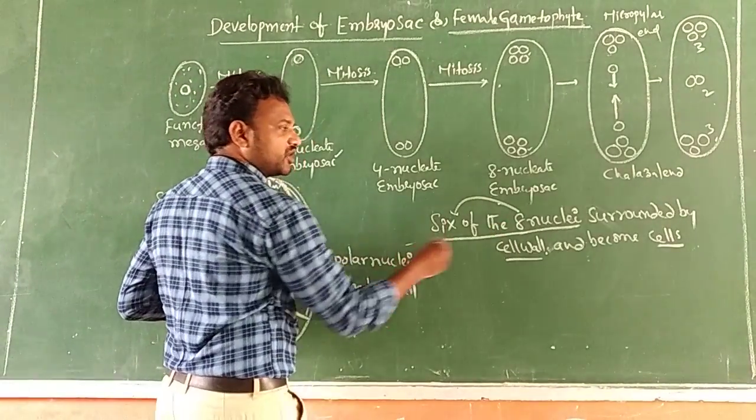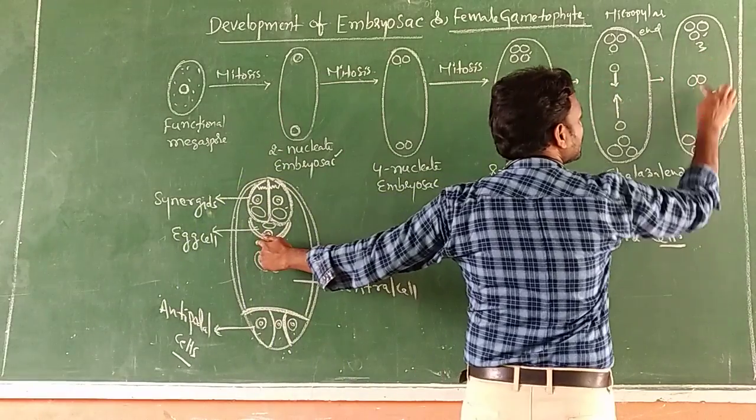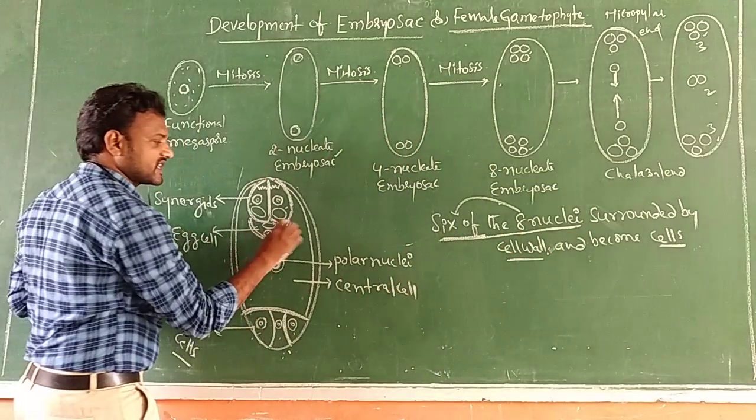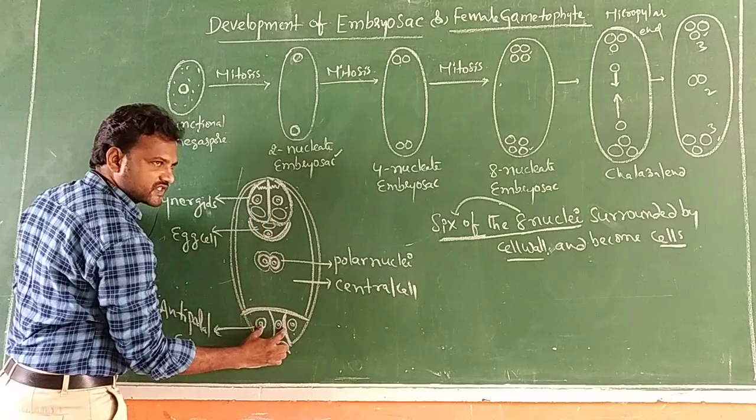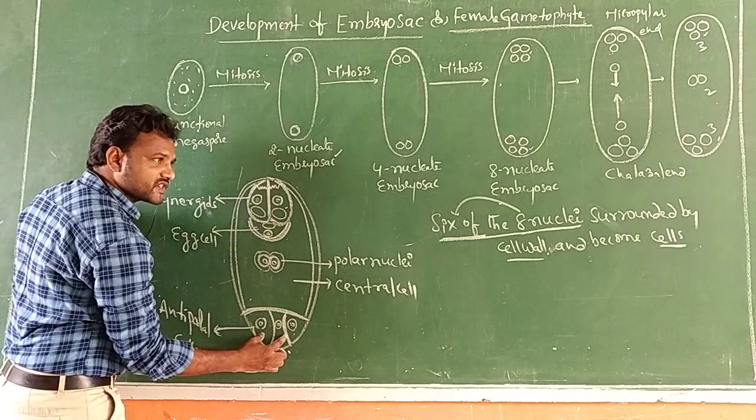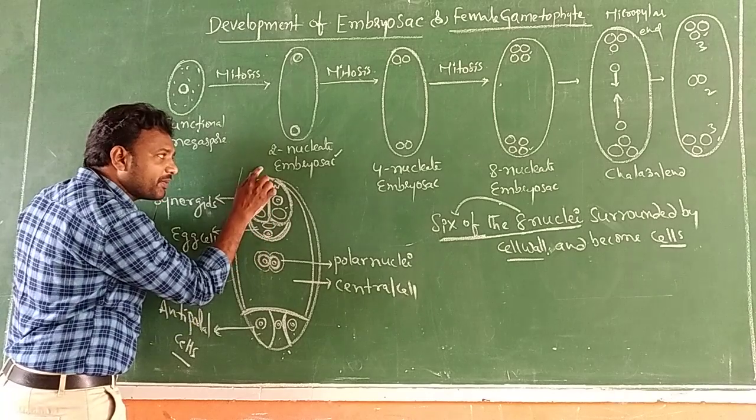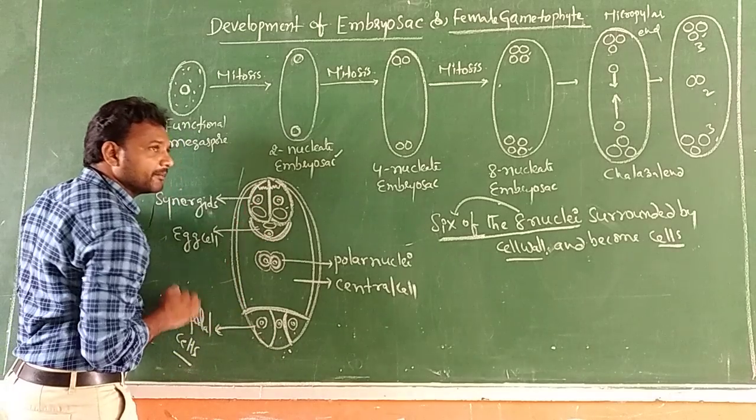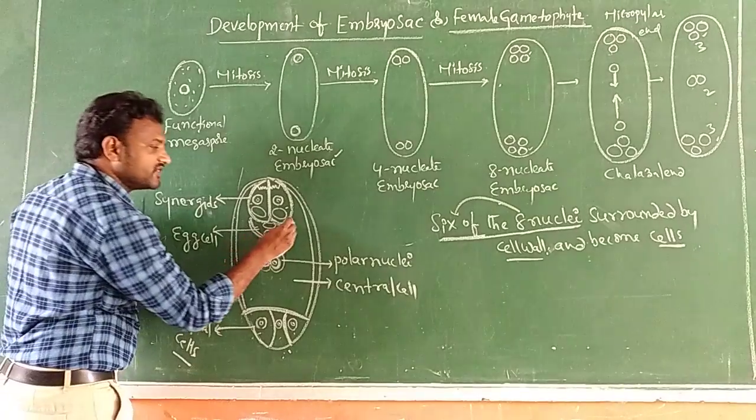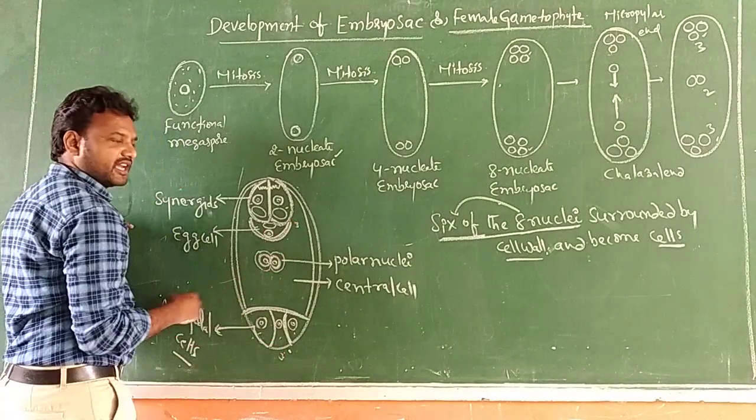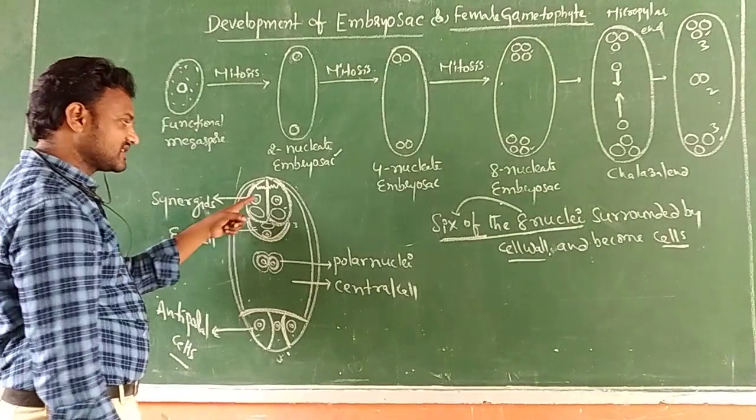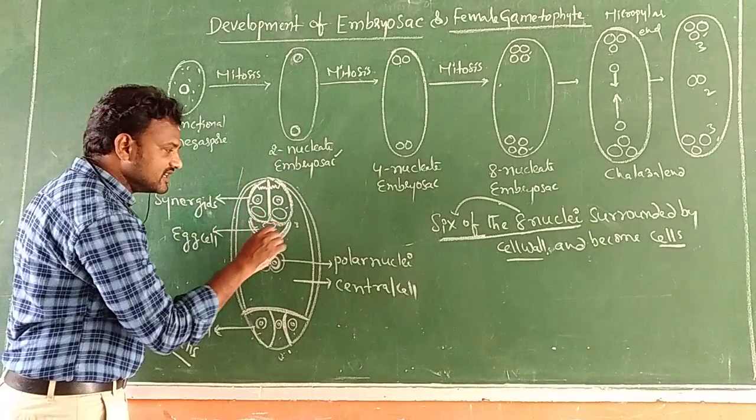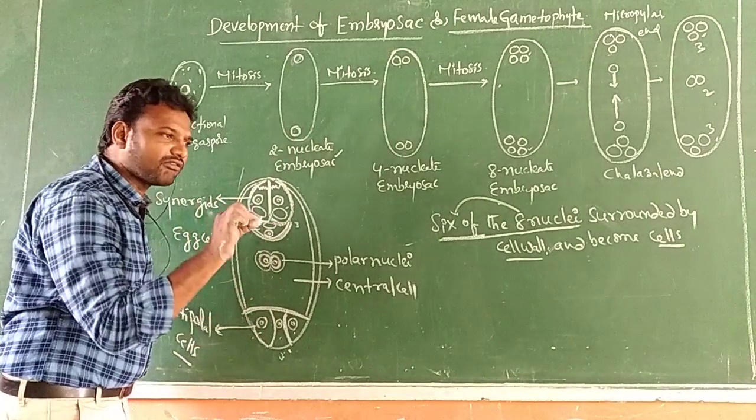Listen. Total how many nuclei? 3 nuclei, 2 nuclei, 3 nuclei. Total 8 nuclei. Out of 8 nuclei, 6 nuclei are surrounded by the cell wall. Upper side 3 cells, lower side 3 cells. 3 nuclei at the micropylar end, 3 nuclei at the chalazal end, covered by the cell wall. That's why they become cells. In the middle 1 cell is there, so total 7 cells are present. It will be discussed further. Finally, out of 8 nuclei, 6 nuclei are covered by a cell wall.